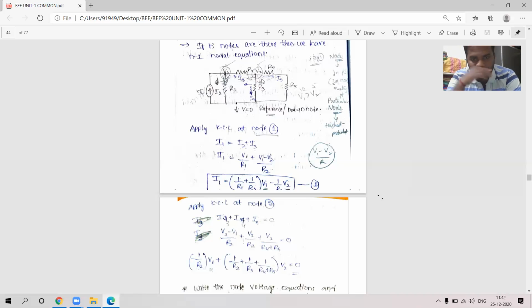So V2 is highest potential means three branch currents will be leaving. That is I3 will be from V2 to V1, I4 will be from V2 to the ground potential V equal to 0, and I5 will be from V2 to ground only. This I5 current will be flowing to the ground only, no? Is there any current entering towards the node? There is no current entering, and all the currents are leaving from the node itself. So sum of currents entering is 0 and sum of currents leaving is I3 plus I4 plus I5. That's why I have written here I3 plus I4 plus I5 is equal to 0.